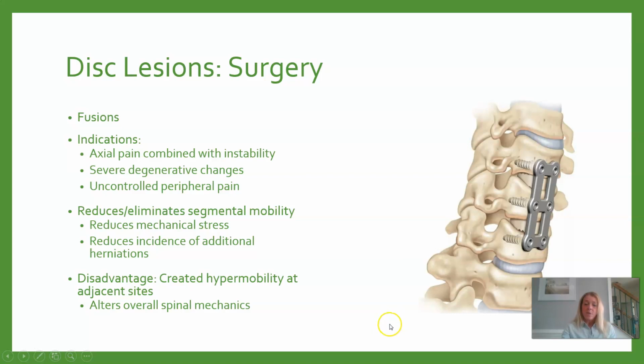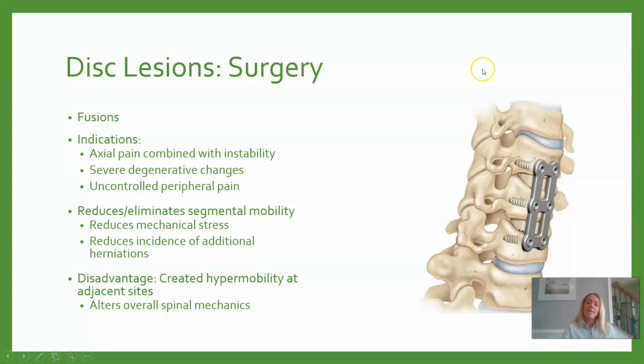This is a picture of what a fusion would look like. So this would be indicated if there is axial pain with instability, if there are severe degenerative changes, or if there's uncontrolled peripheral pain. Usually larger, massive disc herniations, they may go in and do a fusion. With the fusion, here they have this vertebra fused to this vertebra fused to this vertebra. So we have 3 vertebrae fused together. And this is what a fusion is. It's a metal plate with screws that now limit motion at those joints.